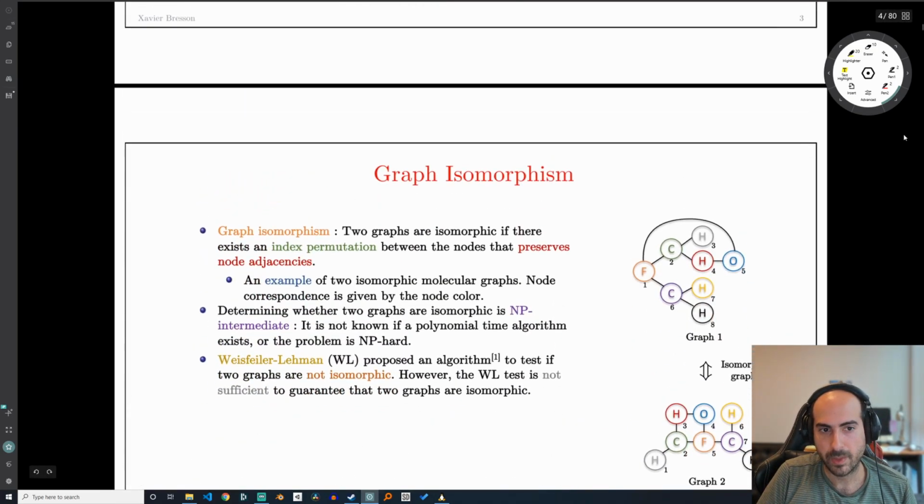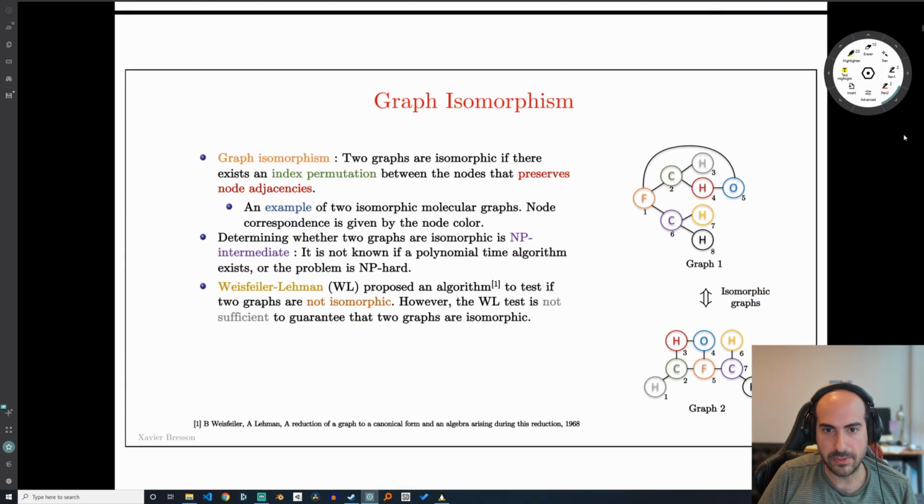Let's just get started. So two graphs are isomorphic if there exists an index permutation between the nodes that preserves node adjacencies. Oh yeah, sure. Because here you see H, O, F, and C, right? They create this path. So instead of it looking like this, you could make it look like this. And so really this is trying to say if you just change the labels or change the shape of the graph, you can get one from the other.